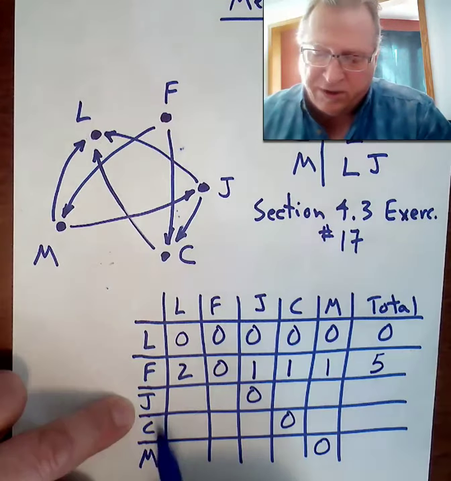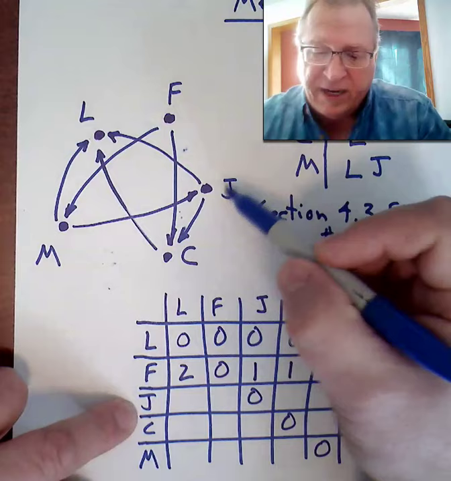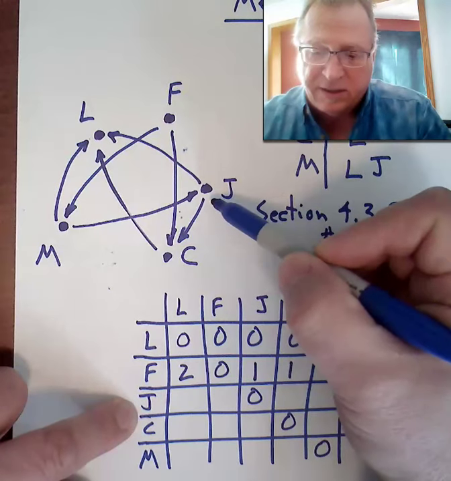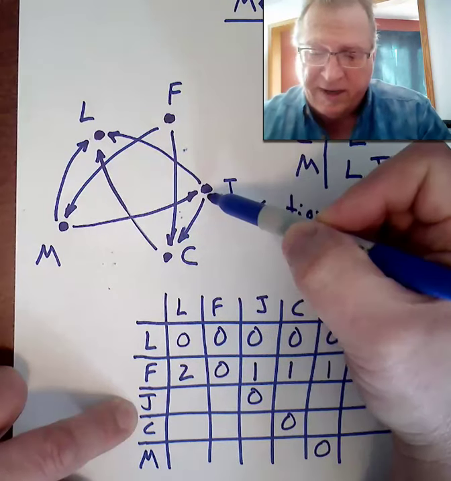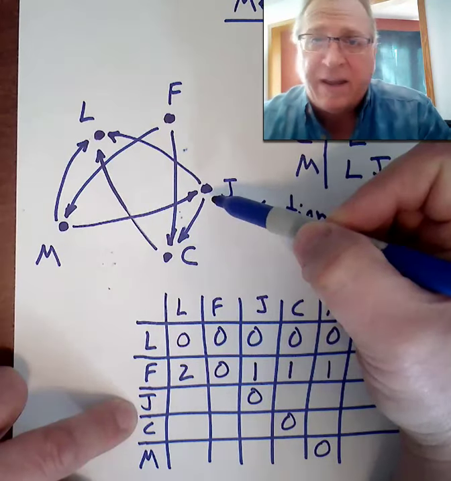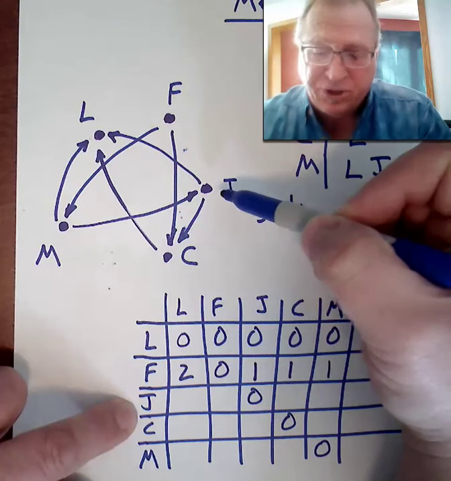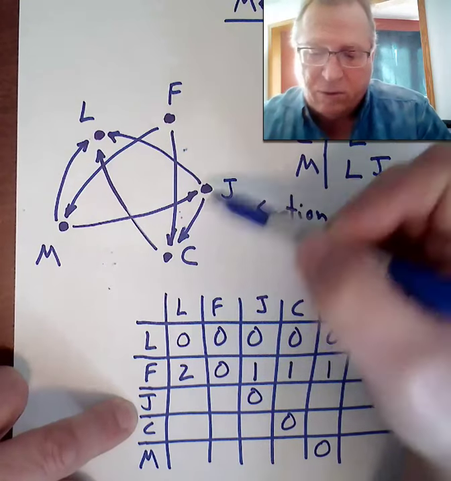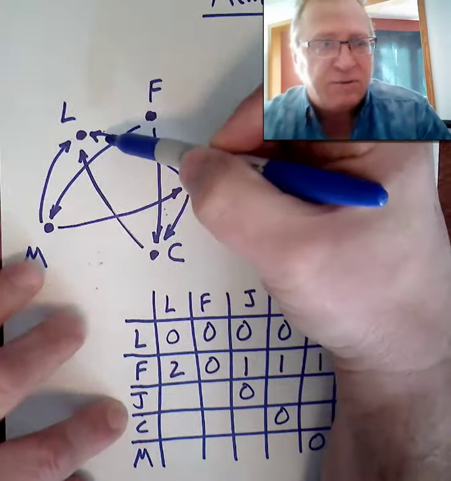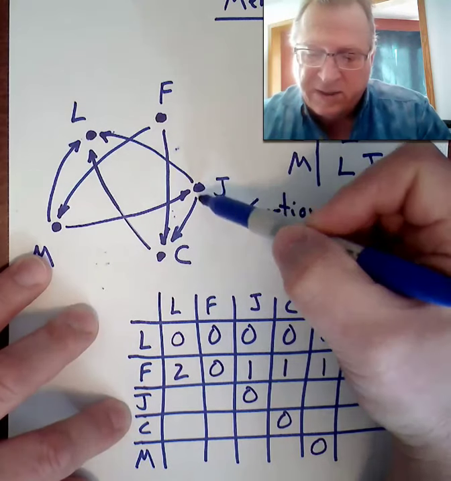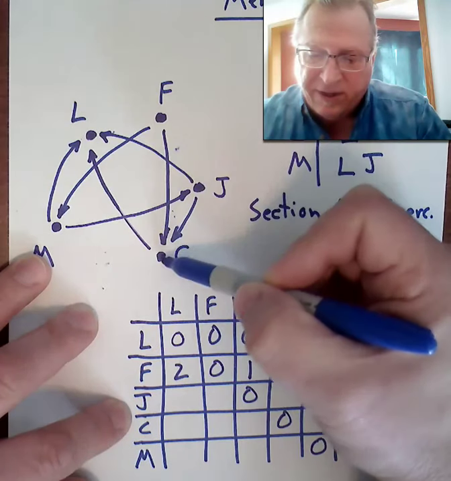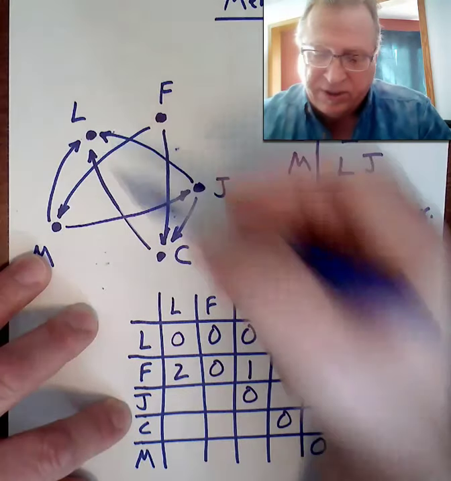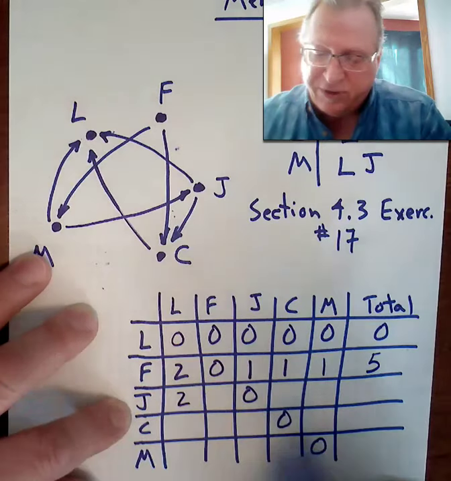I'll do one more. Let's do J to L. J to L, let's see. There is a direct link. That's 1. And again, I'm only examining the arrows that extend from J. Is there an indirect? Let's see. I got to follow the other J path. And yes, it goes to L. So J to L, we do have 2.